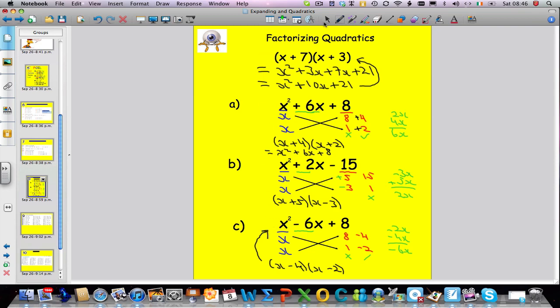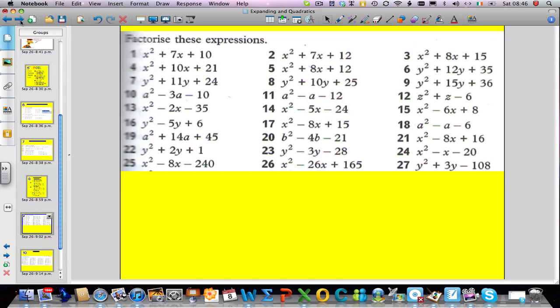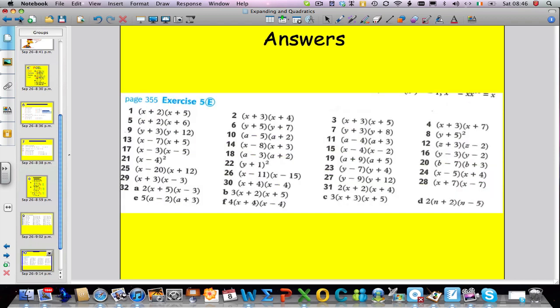So if you guys want to try a few questions, well, there's a whole rake of them there. Give them a go, see if you can get them right. Pause the video, and on the next slide I'll show you the solution. So after you've tried a few, you can always come back and check and see if you got them right. So there are the solutions. Best of luck.